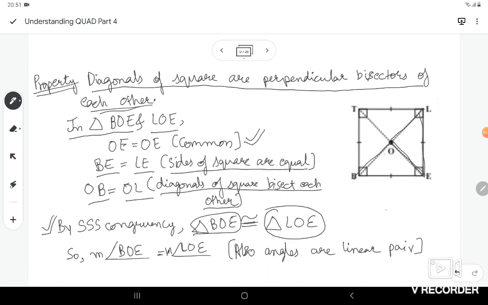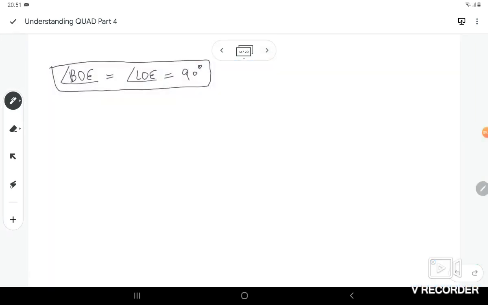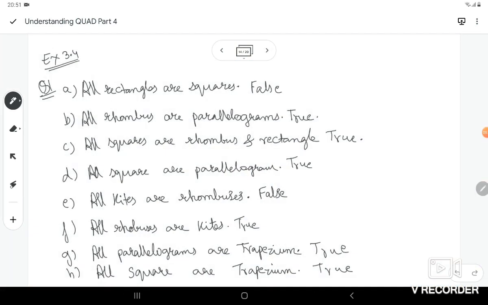So measure of angle BOE is equal to measure of angle LOE, as the angles form a linear pair. So both angle BOE and angle LOE would be equal to 90 degrees.